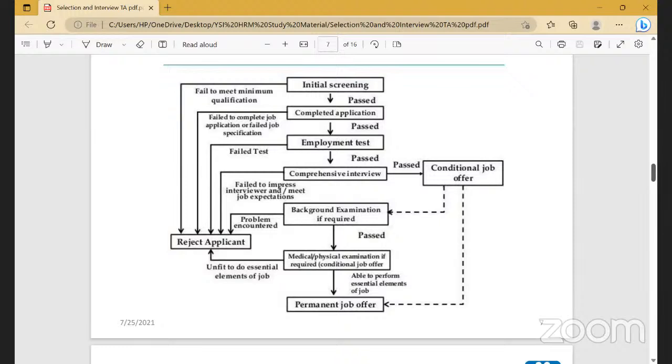अब वहाँ पर अगर पास कर लिया तो हम उसको कंडीशनल जॉब ऑफर दे देंगे. कंडीशनल जॉब ऑफर मतलब आपका बैकग्राउंड वेरिफिकेशन होगा, मेडिकल एग्जामिनेशन होगा, उसके बेस पर. और अगर नहीं पास हुआ तो अगेन इट्स अ रिजेक्शन.